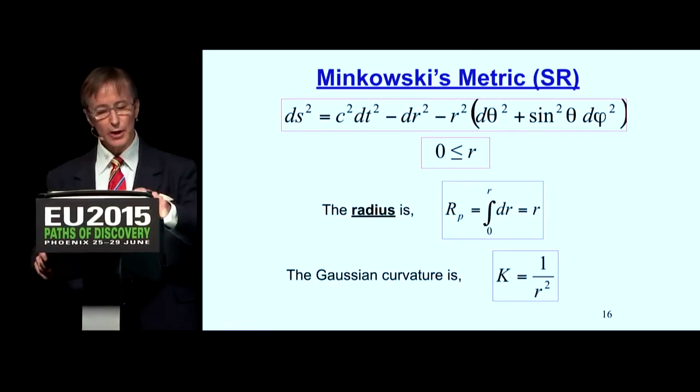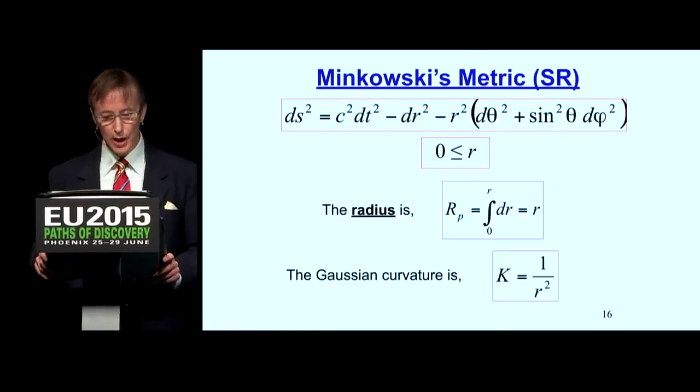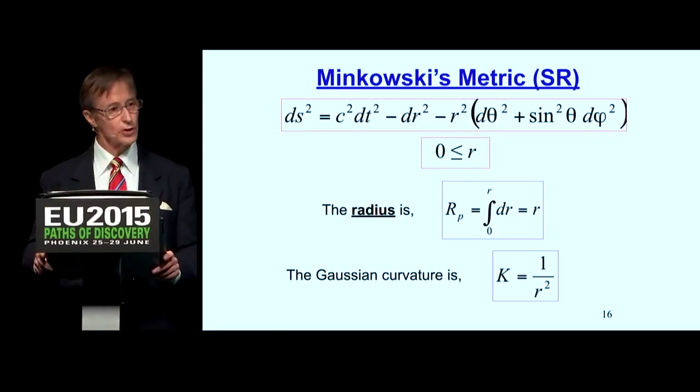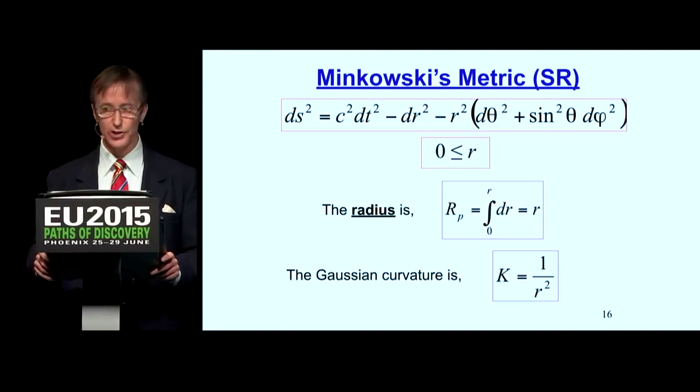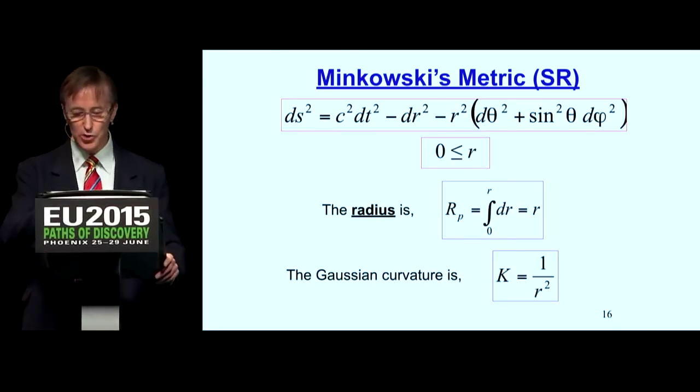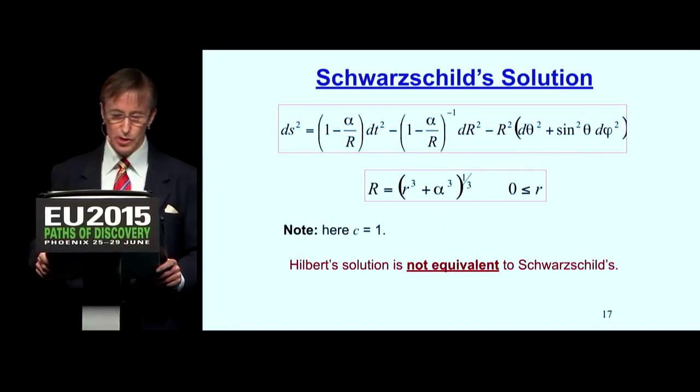So in this case, the Gaussian curvature and the radius r are directly related in this form. The Gaussian curvature is 1 over r squared, and r is also the radius, because by calculation I get that. Why? Because it's a Euclidean space. The other one is a non-Euclidean space, so they don't have the same relation. So the Gaussian curvature is 1 over r squared. Let's look at Schwarzschild's solution.